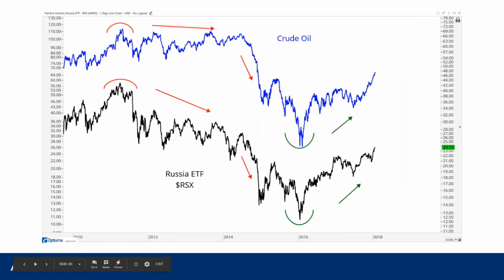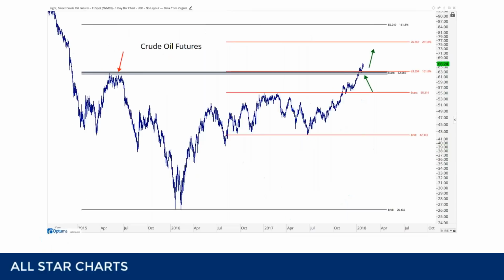So here we're looking at Russia, the exchange traded fund RSX over crude oil. Again, they look exactly the same. So are you starting to see an interesting theme? Breakouts and things correlated with oil and oil continuing higher. I think they both continue higher together.